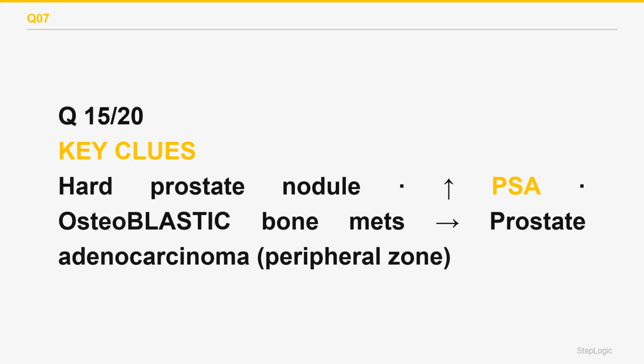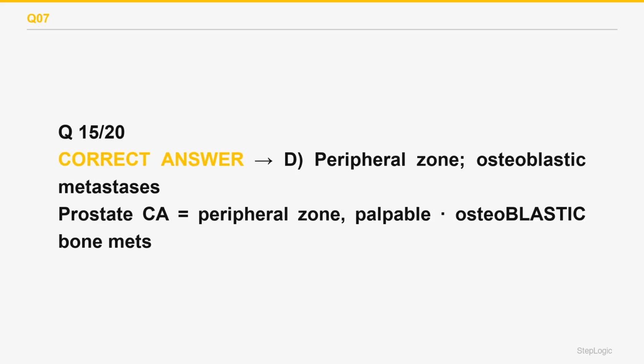Prostate adenocarcinoma most commonly arises in the peripheral zone of the prostate, which is why it is palpable as a hard, irregular nodule on digital rectal exam, and why it is less likely to cause early urinary obstruction. This is the opposite of benign prostatic hyperplasia, which arises in the transition zone around the urethra and causes obstructive urinary symptoms. The characteristic metastases are osteoblastic, bone-forming lesions, classically in the lumbar spine and pelvis, producing dense sclerotic areas on imaging and bone pain. This is one of the few cancers that makes osteoblastic rather than osteolytic bone lesions. The correct answer is D.